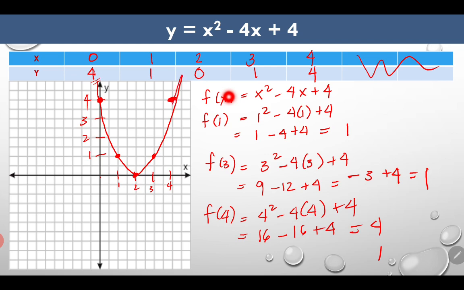Okay? So the parabola opens upward because a is positive. So as you can see, the parabola passes through the y-axis at 0, 4 and it passes through the x-axis in 2, 0. So that's it.